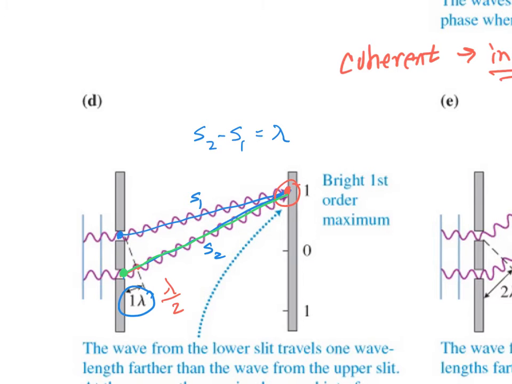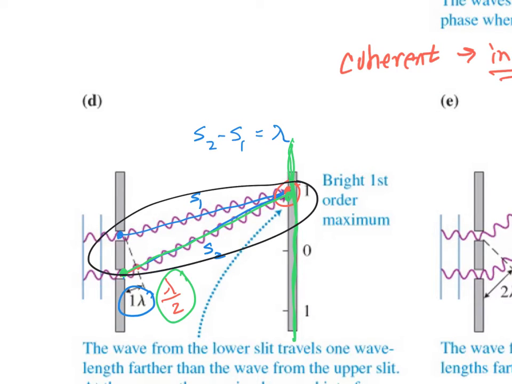If the difference is a half a wavelength, then a trough is going to arrive on the green line when you've got a crest from the blue line arriving at the same time. You're going to get a dark spot. So based on the different positions along this screen right here, the difference in the distances of the paths of the two sources is going to determine whether or not you get a bright spot or a dark spot.